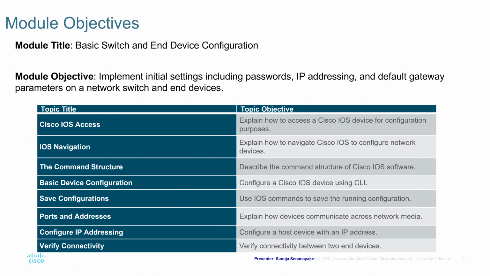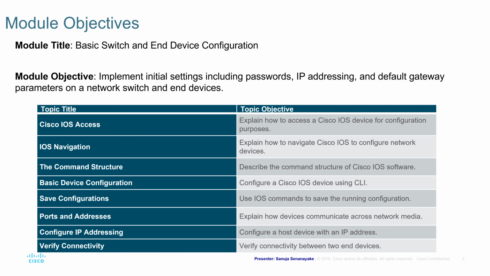In this module, we will learn how we can implement initial settings such as passwords, IP addressing, and default gateway parameters on a network device such as a switch. We will learn Cisco IOS access, IOS navigation, command structure, basic device configuration, saving configurations, ports and addresses, and how you can configure IP addressing and how we can verify connectivity.